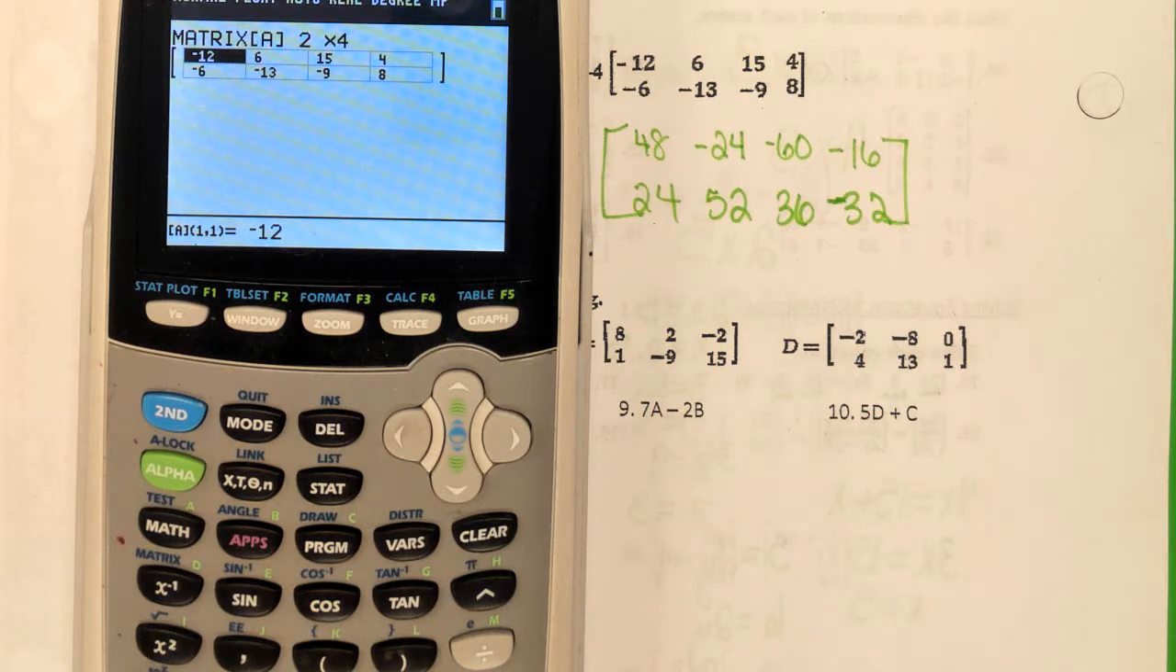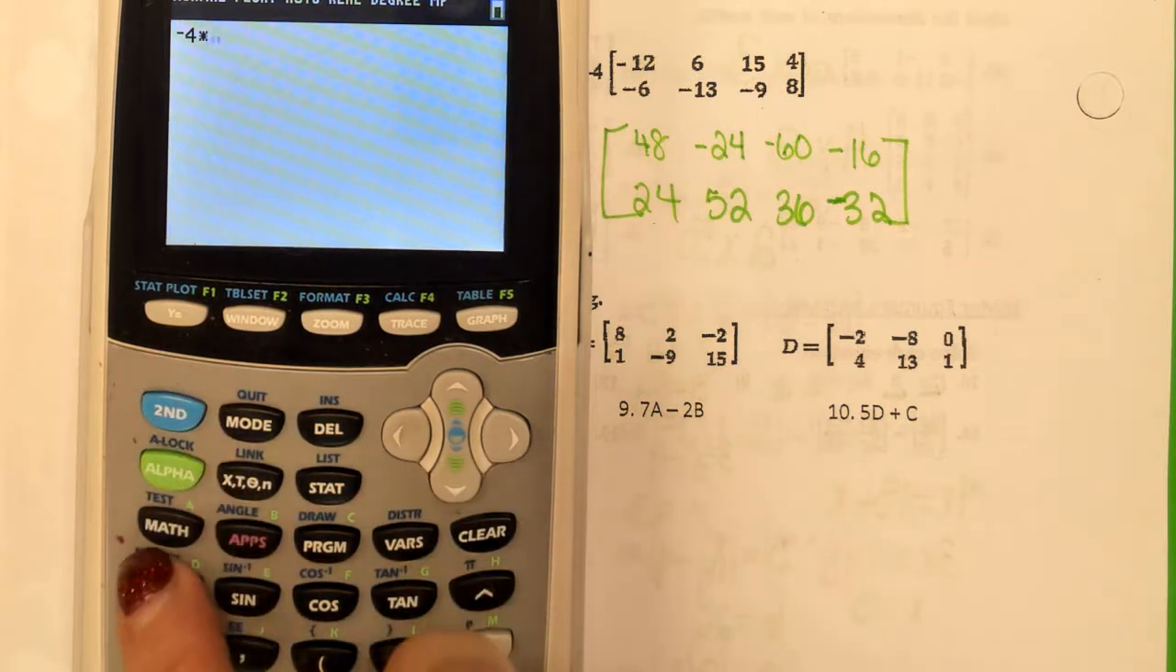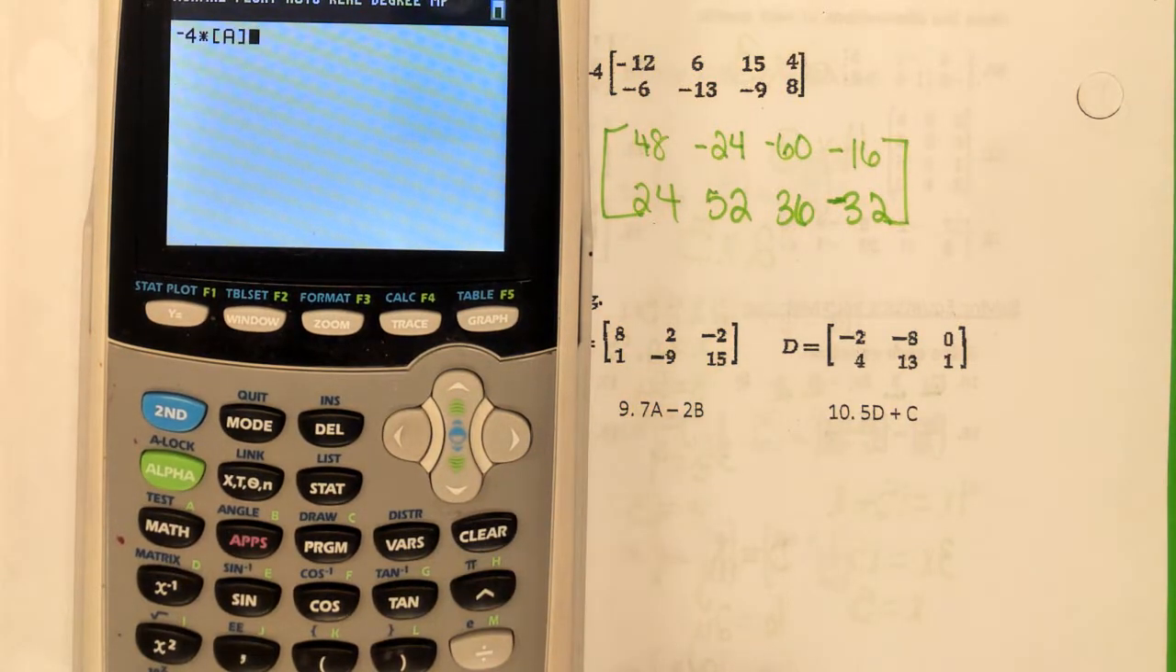Okay with that so far? That's the only thing we have to do. Then we get out of edit mode, and we say -4 times matrix A. We press quit, or second quit. You got it? Okay. Second quit, and negative 4 times second matrix, enter on A, and it should be negative 192, 96.